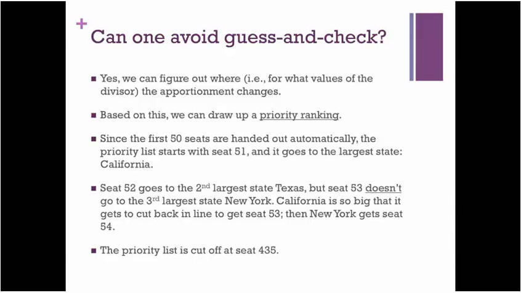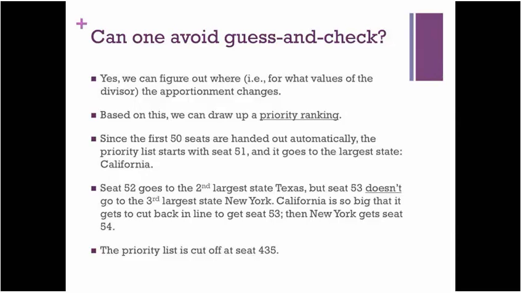Now, since the first 50 seats are handed out automatically, right? Every state is supposed to get a seat. Those first 50 should be thought of as handed out. So the priority list starts with seat number 51, and surprise, surprise, it goes to the largest state. If there were 51 seats in the House of Representatives, the 51st seat would belong to California. That is to say, every other state would have one seat and California would have two.